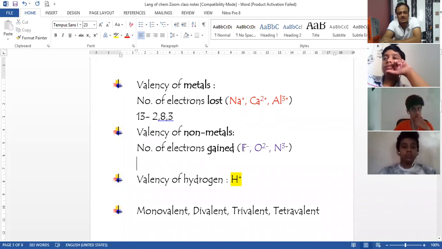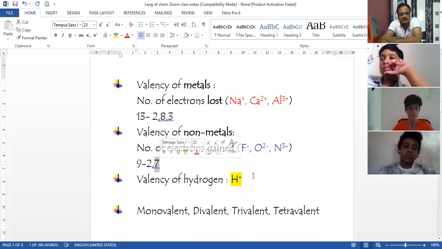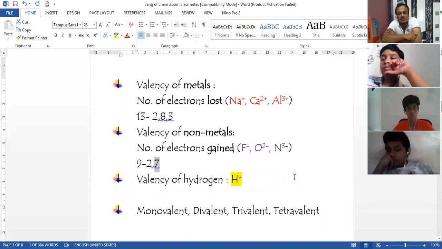So again, examples given to you, fluorine, the first one. The atomic number of fluorine is 9. So if atomic number is 9, electronic configuration becomes 2, 7. Now as you can see, fluorine has got 7 electrons in the valence shell. It has got two options: either lose 7 electrons, achieve duplet configuration, or gain 1 electron and achieve octet configuration. So now it goes for octet configuration.